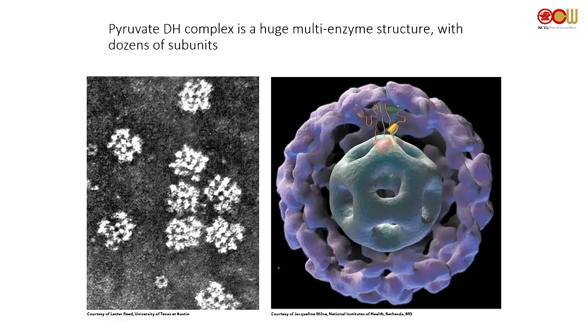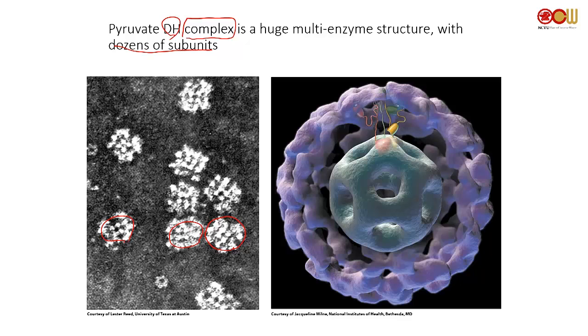Turns out pyruvate dehydrogenase, okay, PDH, it's a complex, first of all, it's a huge multi-enzyme complex, okay, with dozens of subunits. I'll show you what it means in just a little bit, but what I want to show you here, I don't know if it's a picture from your book or from my book, but essentially the human PDH, you can actually see it using electron microscopy. Okay, so you can actually see the structure like that. Right, you can actually see it.